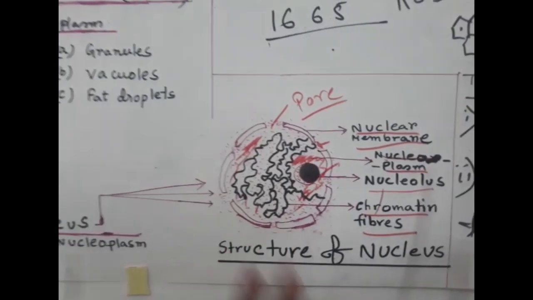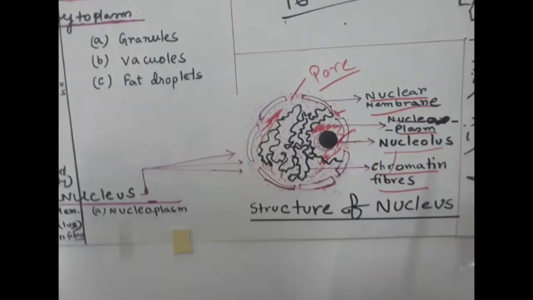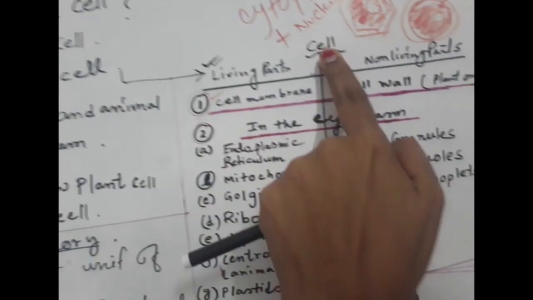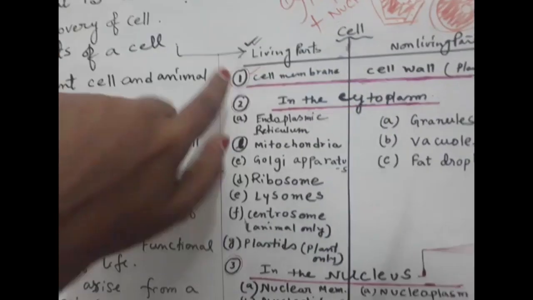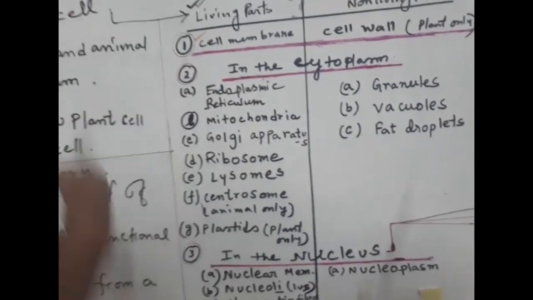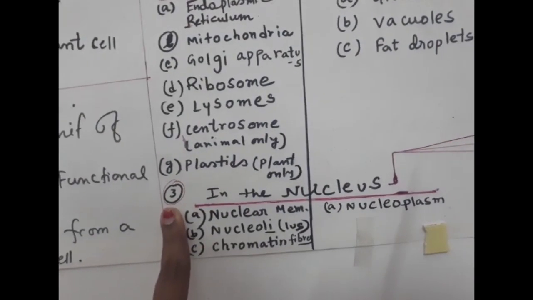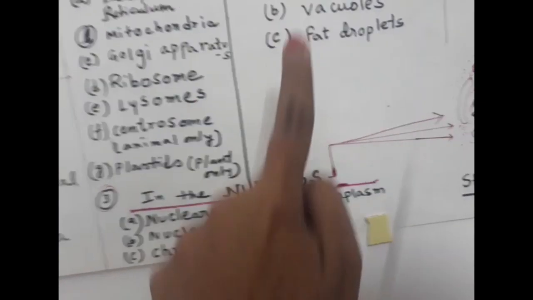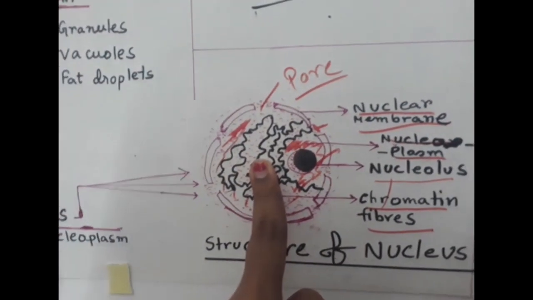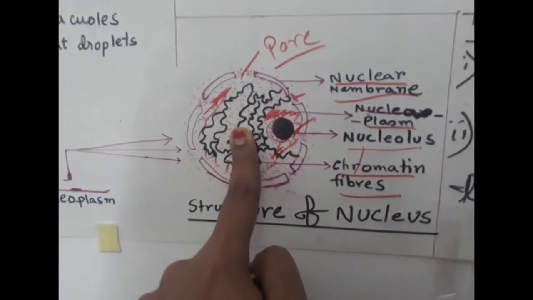So today we have learned about the parts of the cell. The main 3 parts are, number 1, the membrane, number 2, the cytoplasm, and number 3, the nucleus. We also came to know about the different organelles present in the cytoplasm, and the different parts of a nucleus, from this video.